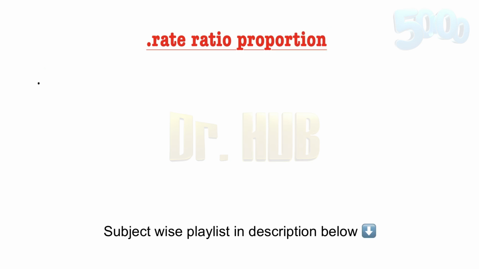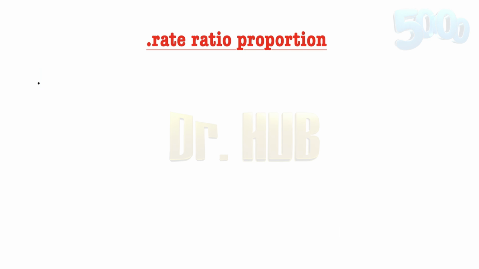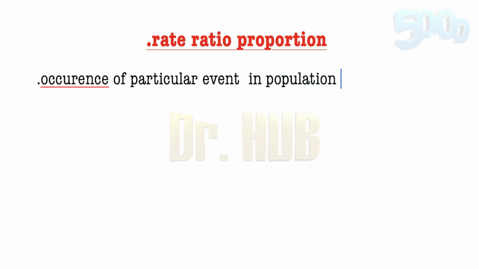Today we are looking at rate, ratio and proportion. To begin with, the rate. So what happens to the rate? Rate is nothing but the measure of the occurrence of a particular event in a population in a given time. So it is a measure of the occurrence of a particular event in a population in a given time.